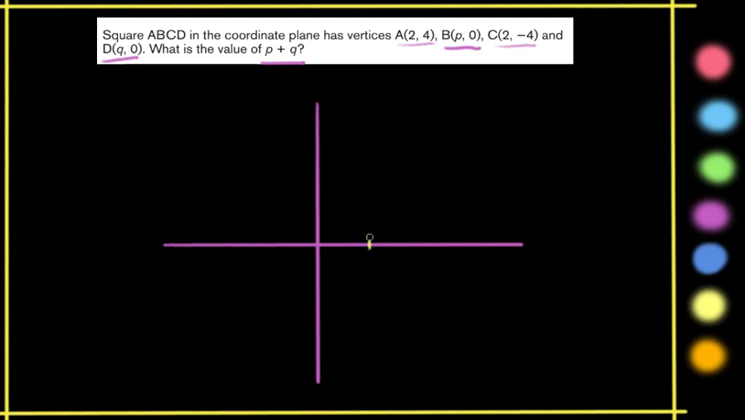So 2, 4, it might be here. So this is 2, 4. That's one of our points. Another point is at P, 0. Okay, so all we know is it's somewhere on the x-axis here. We could put it to the left or to the right. We don't know yet. And then we have C at 2, negative 4. That's going to be down here. And then the other one is at Q, 0.